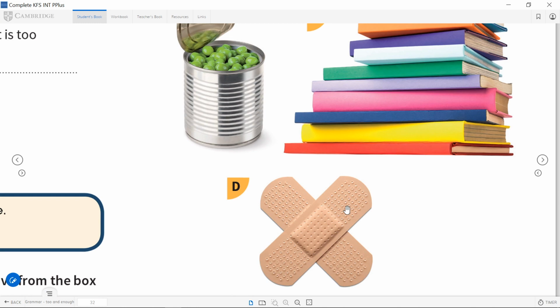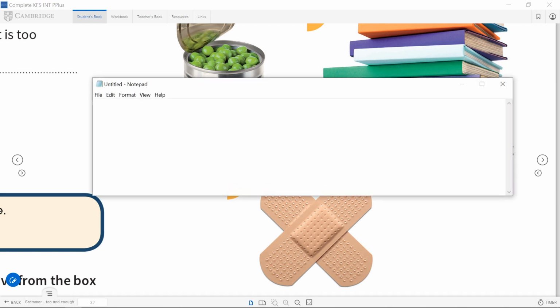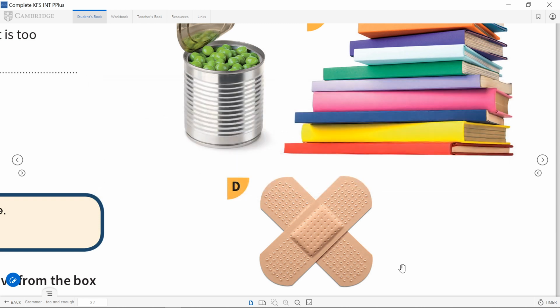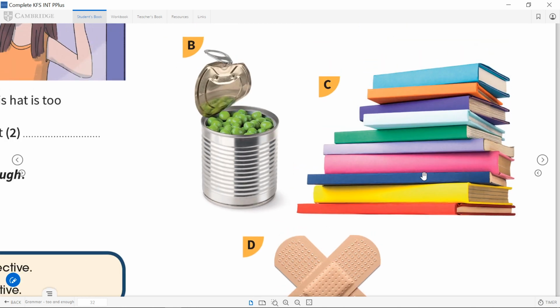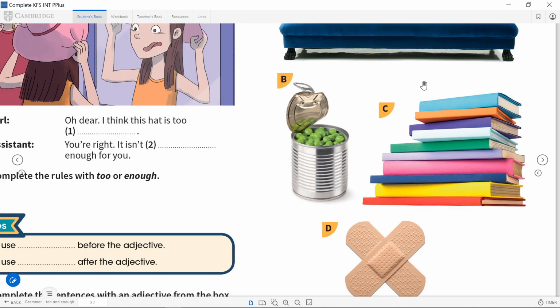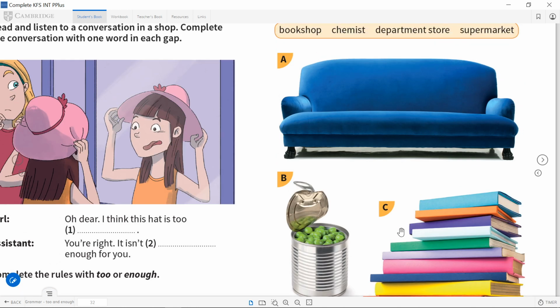And D are plasters. Let me write it over here, just for you to remember. D over here are called plasters. Okay, singular, plaster, plural, plasters. So in this image, they are plasters. Excellent. So guys, where can we buy these items?